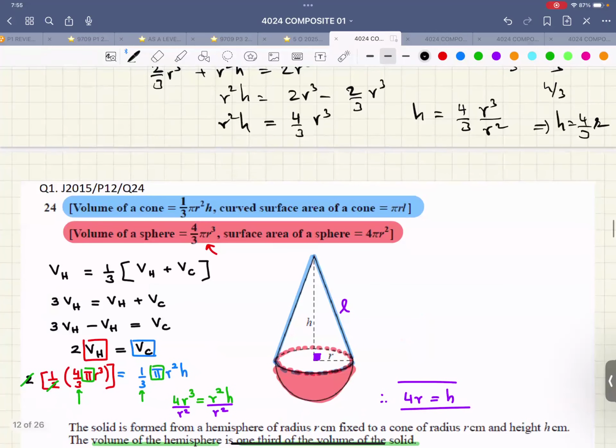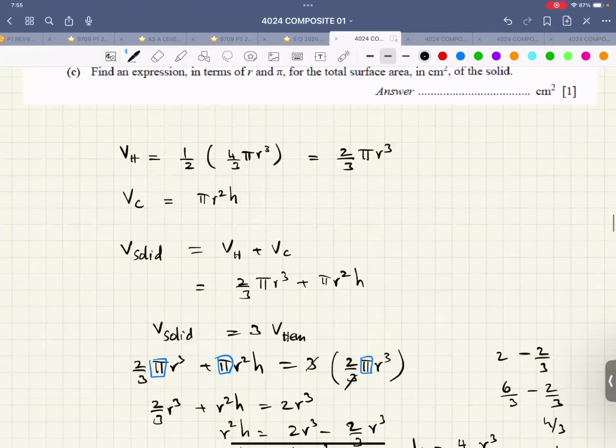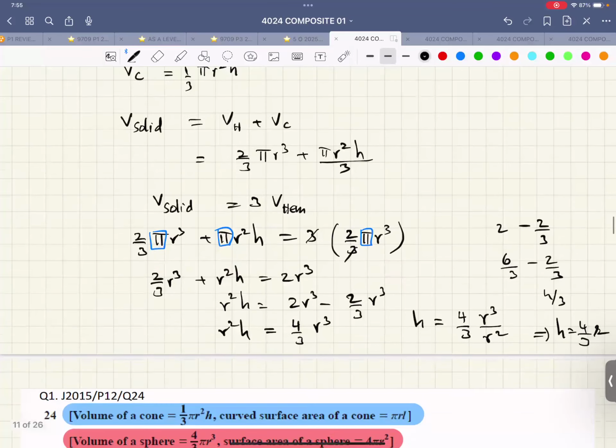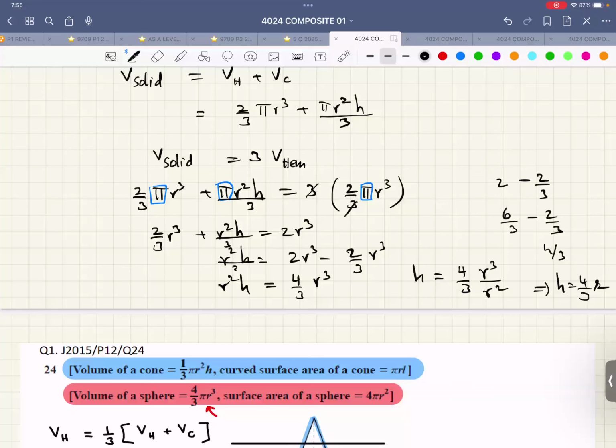That is a cone. I missed the 1/3 from the cone. So this cone was 1/3. I forgot that. This cone is 1/3, this cone is 1/3. This is a 3, this is a 3. The 3 cancels out. And therefore, you get this thing, and h is equal to 4r.